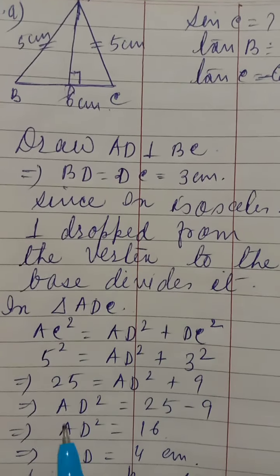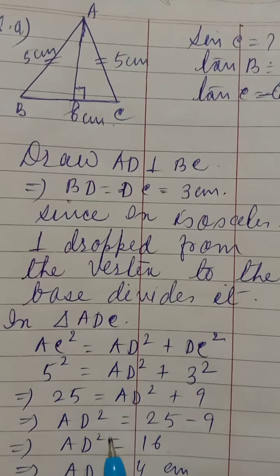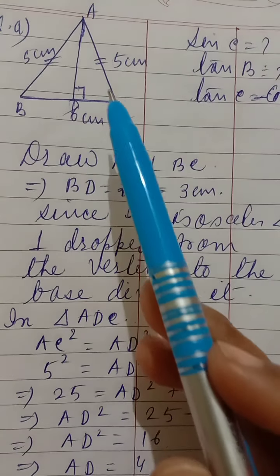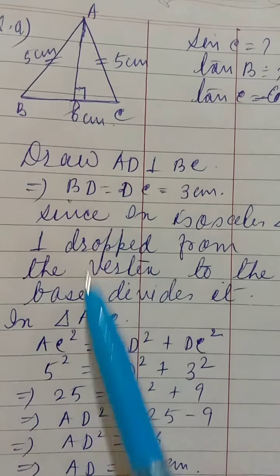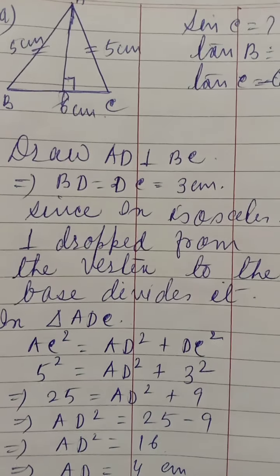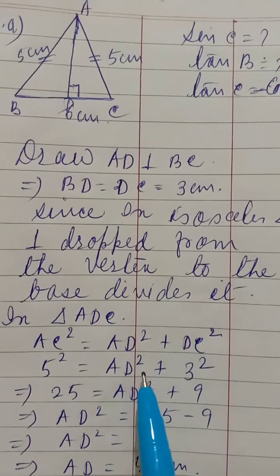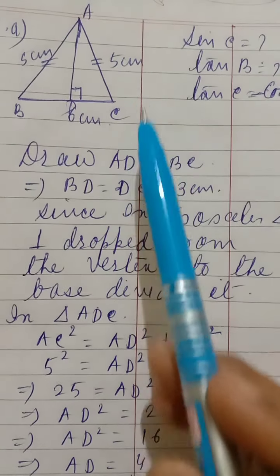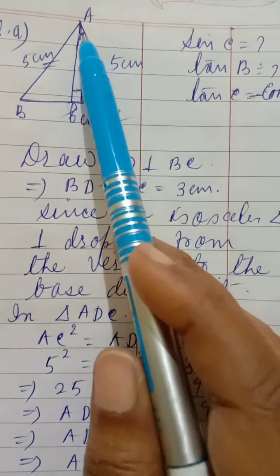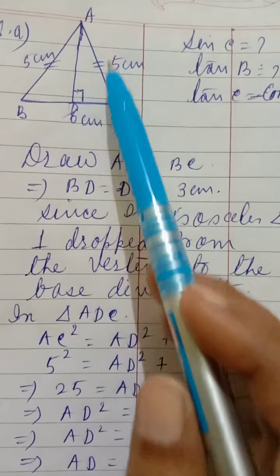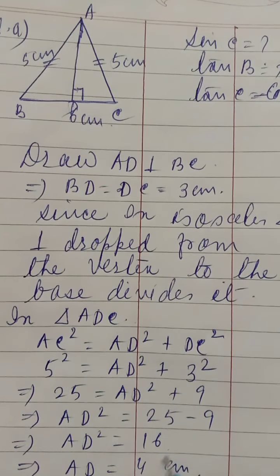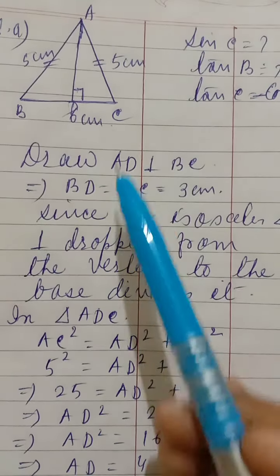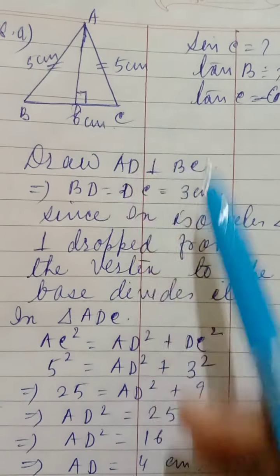So now in triangle ADC, we can apply the Pythagoras theorem. We can take triangle ABD also, the things are the same. So we know the Pythagoras theorem: the square of the longest side, that is the hypotenuse, AC square, is equal to the sum of the squares of the other two sides. So this is AD square plus DC square.